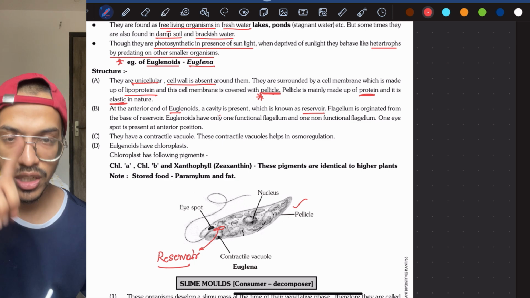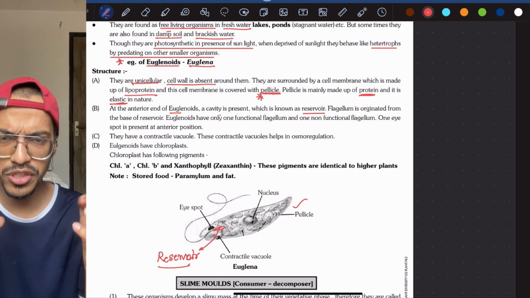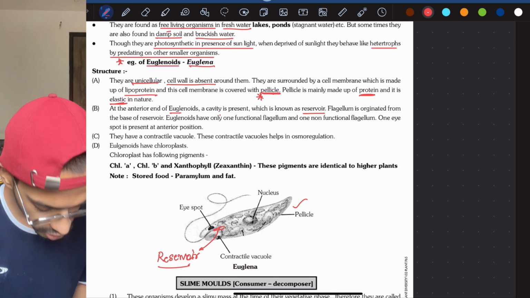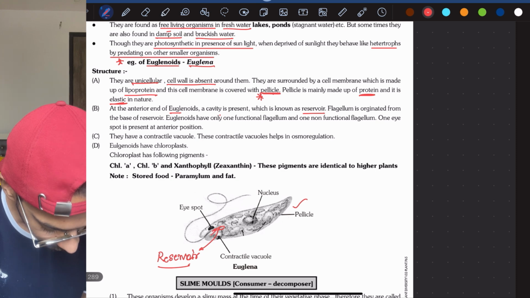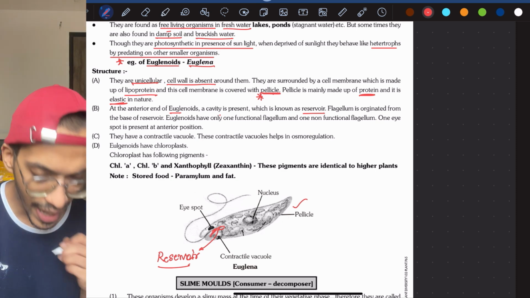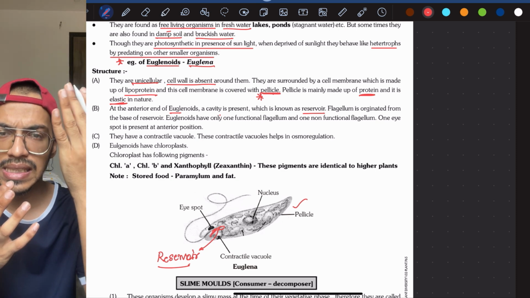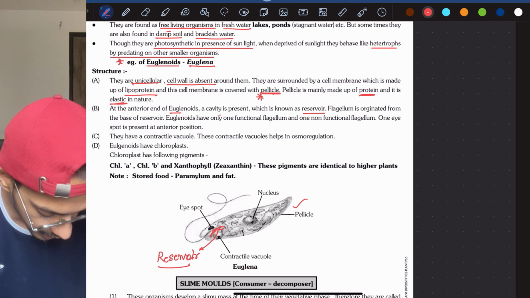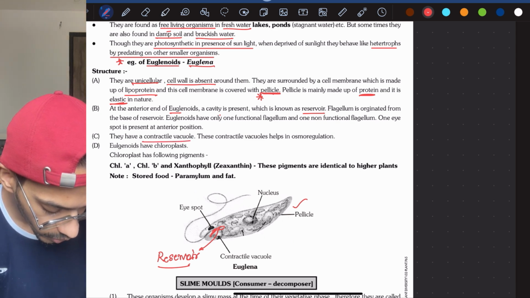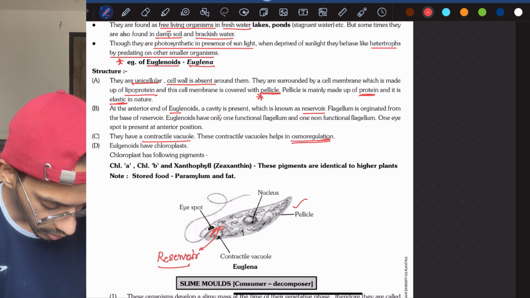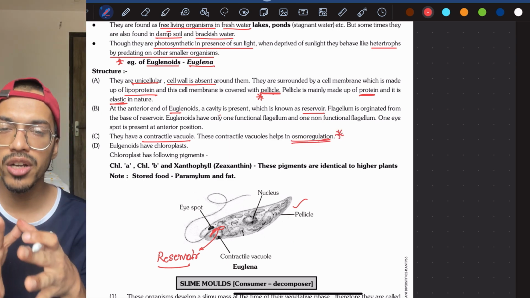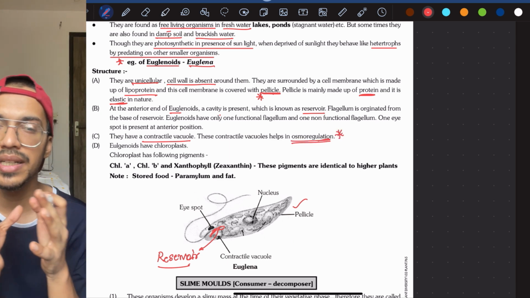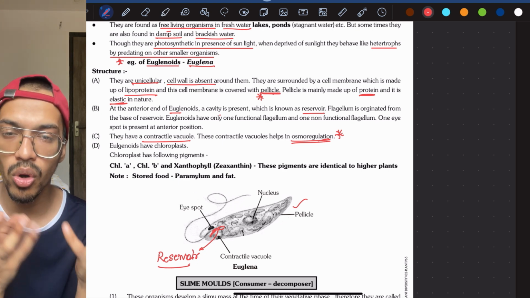And euglena has two flagella. One is a functional one, long, the other is a smaller one, which is present only within this. Then there's an eye spot which can detect the presence of sunlight or photons. Then it has contractile vacuoles which help in osmoregulation. Osmoregulation is what? It is the function of maintaining the osmolarity with respect to changing water and salt conditions.